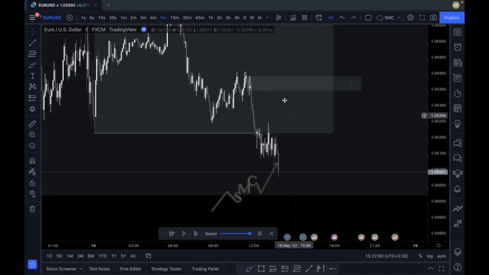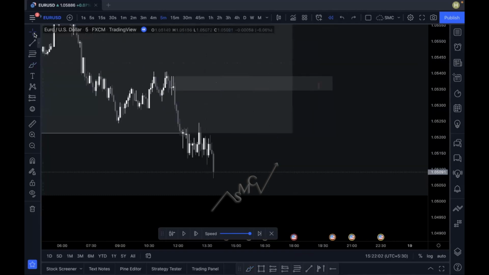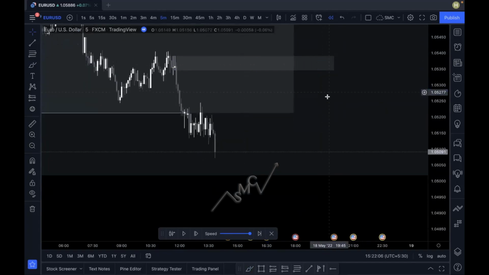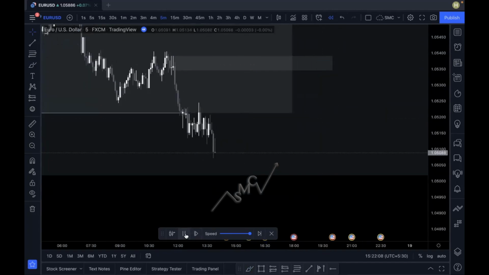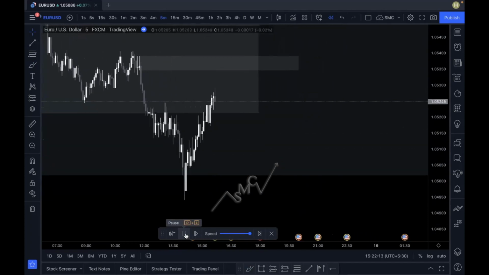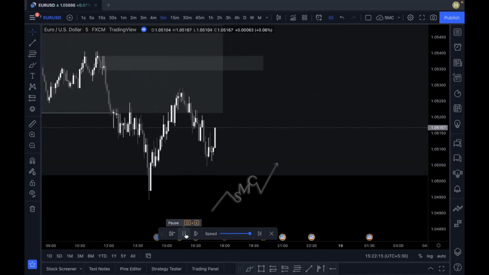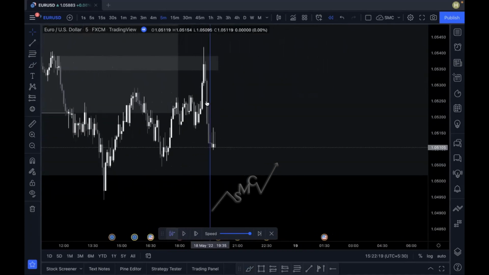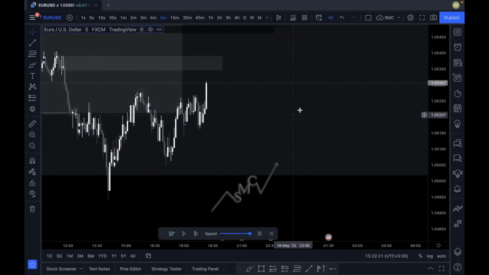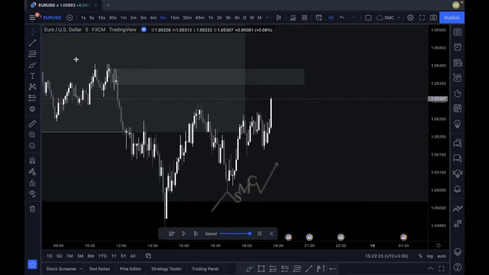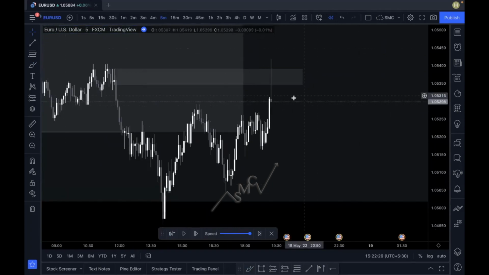This is a 5 minute zone. Let's just play it out and see what it does. So you currently are on a 5 minute zone, and this is the next candle.